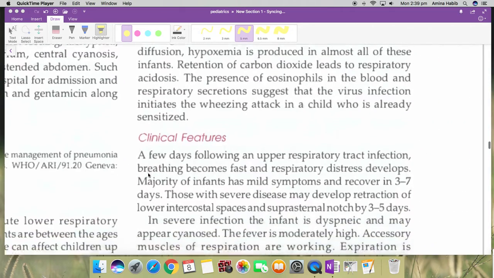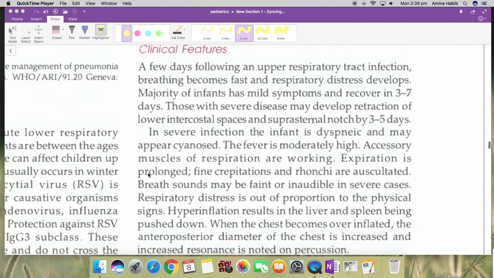So, what will be the clinical features? What do you think are the clinical features? It begins as an upper respiratory infection. After a few days, the child has high fever with rapid breathing and respiratory distress. So that is fever, rapid breathing, and respiratory distress.